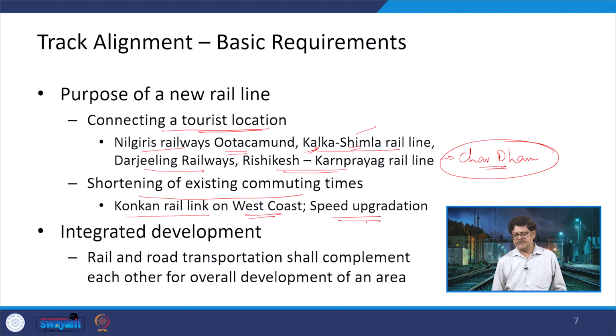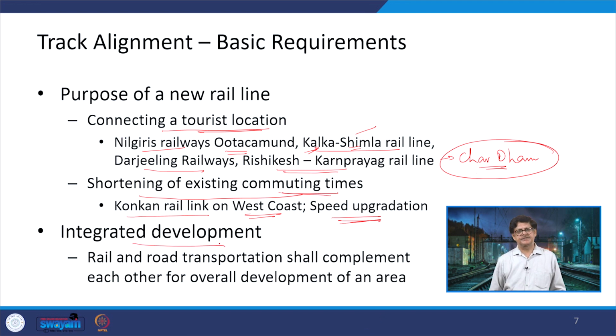Another thing is the speed upgradation. Speed upgradations are going on. Initially, our trains used to move at a maximum speed of 100 or 120 kilometers per hour. Now we are moving at 160 kilometers per hour, and we are aspiring to move at 200, 220, 250, and finally 320 kilometers per hour. That speed upgradation will reduce the travel time, so the overall existing commuting times will be much smaller.